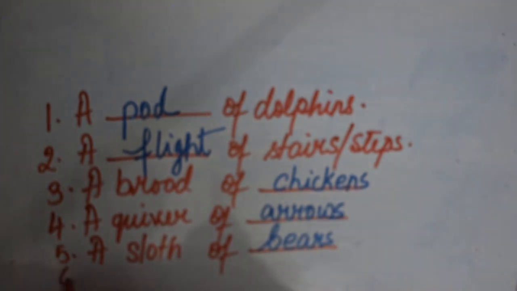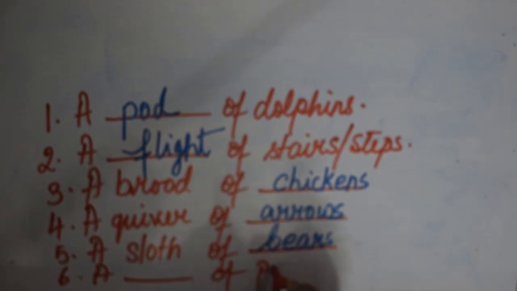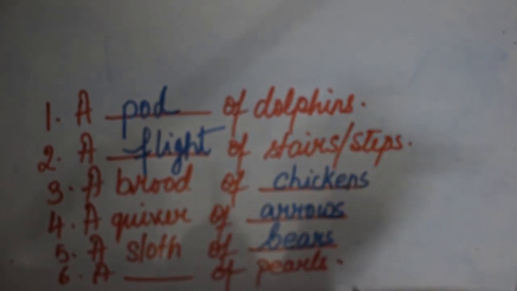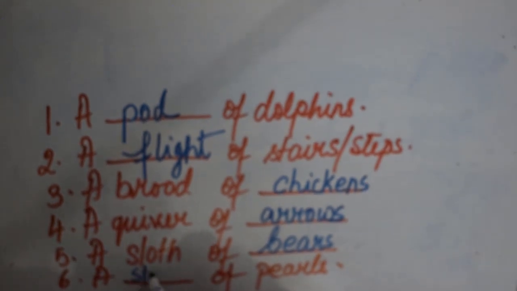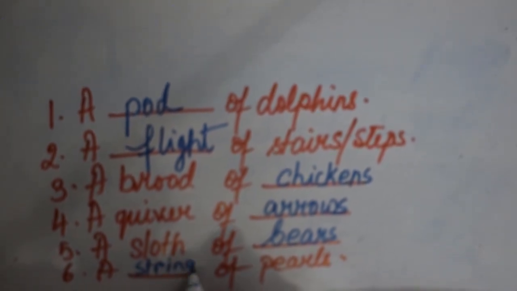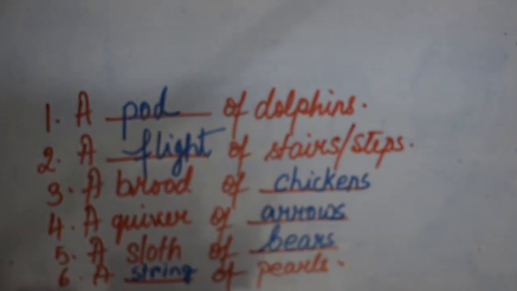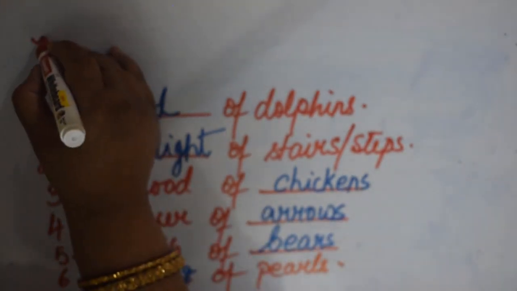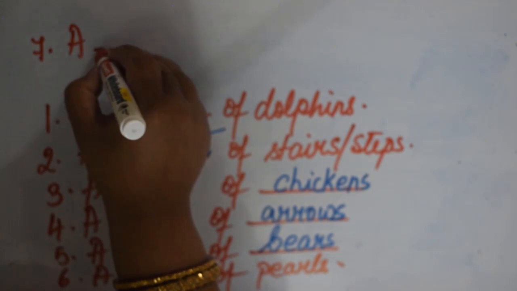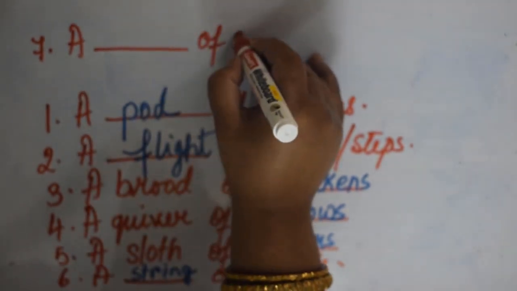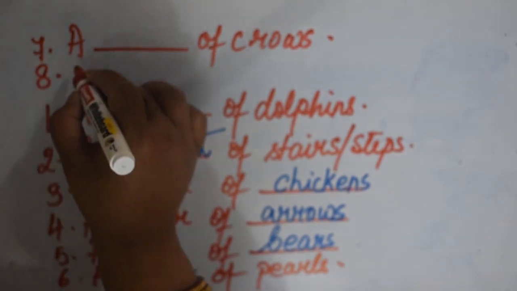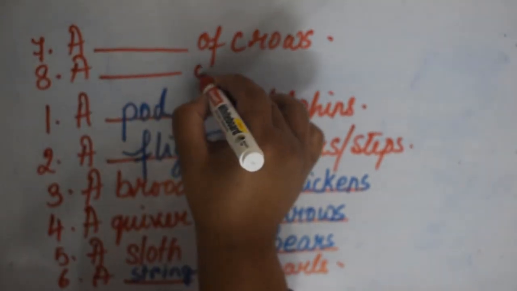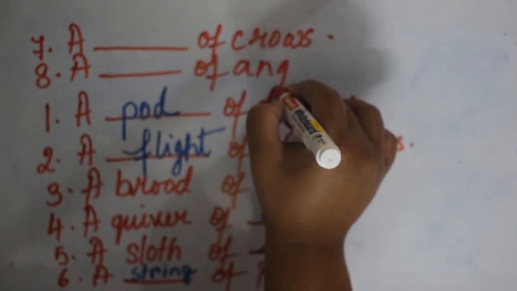You also had this one, a dash of pearls. It should be a string of pearls. A string of pearls. A dash of crows. And the last was a dash of angels.